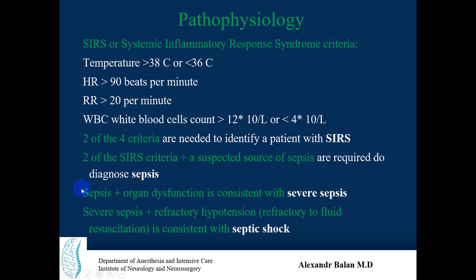If you have a patient with sepsis, so 2 of the SIRS criteria plus suspected source, plus organ dysfunction is consistent with severe sepsis. And severe sepsis plus refractory hypotension. Refractory hypotension means that it does not react promptly to fluid resuscitation, or is refractory to fluid resuscitation and needs vasopressors, and it is consistent with septic shock.